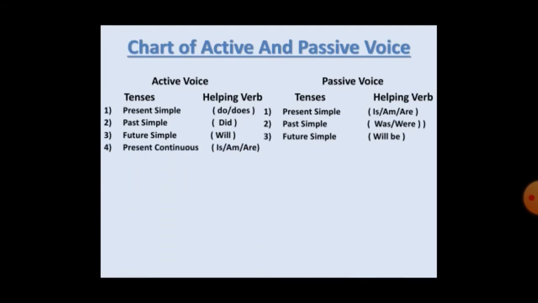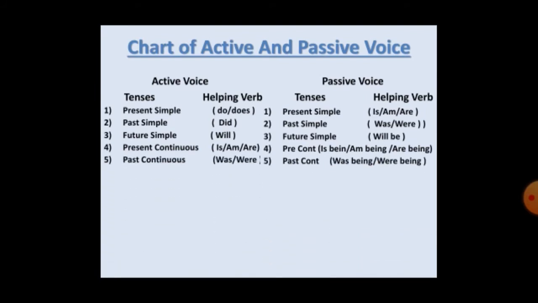In present continuous we have is, am, are. But in passive voice we have is being, am being, and are being. In past continuous we have was, were in active voice, but in passive voice we have was being and were being. Okay friends, in future continuous we have will be as the helping verb, but we do not have any passive voice of future continuous.